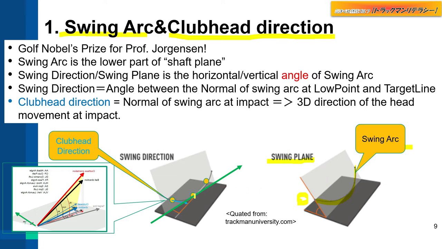And when you take a normal of this swing arc at low point, the angle between the target line and this normal is called the swing direction. The swing direction is the direction you are actually swinging. In contrast, the club head direction, as we talked about in a previous episode, this blue arrow, is a normal of the swing arc at impact. It is the 3D direction of the head movement at impact.